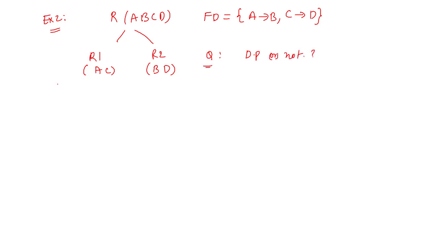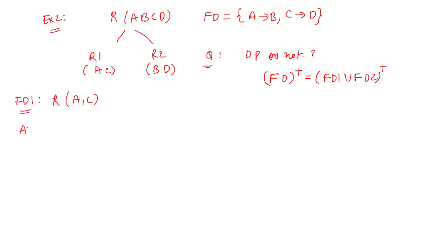Okay, the solution for this is what? Here you have to prove the closure of these functional dependencies is equal to the closure of functional dependency 1 union functional dependency 2. This is what you have to prove. Let us calculate the functional dependency 1 here. This can be determined from R1. R1 contains attributes A and C, right?